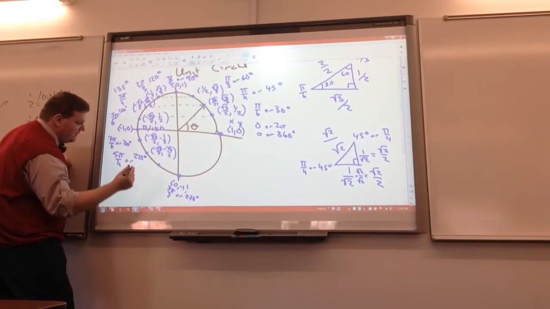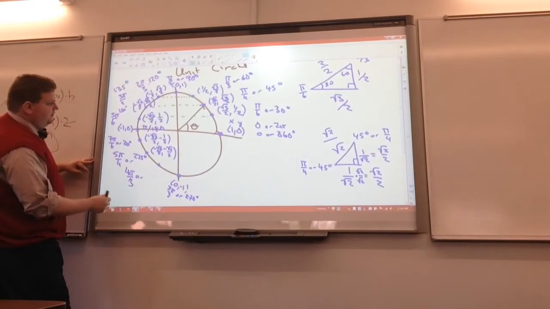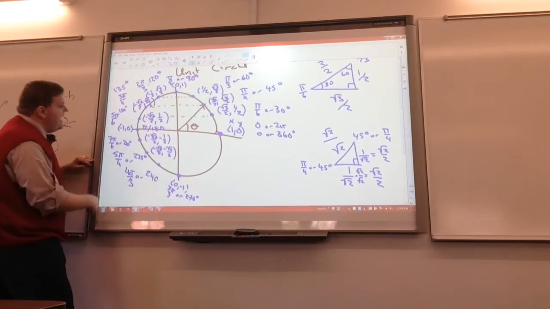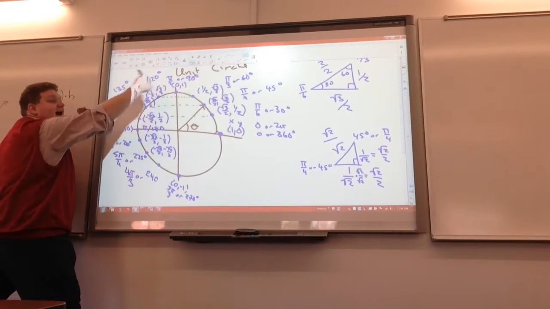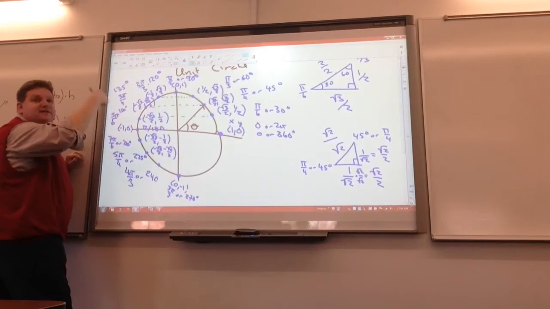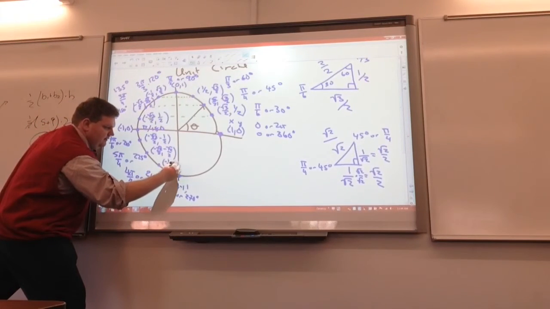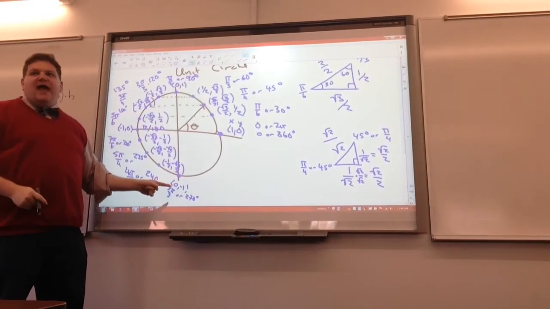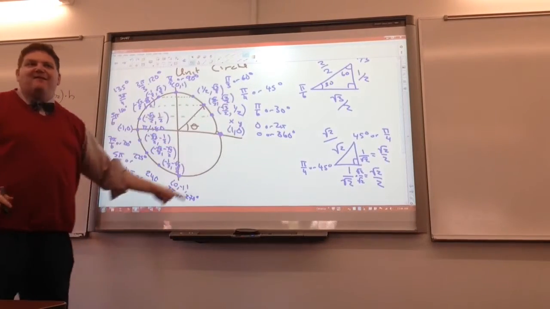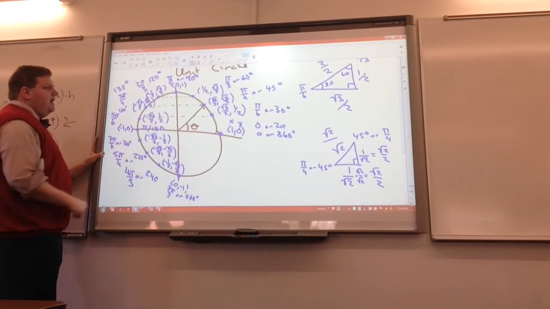This one's 4 pi over 3, or 180 plus 60, which is 240. Okay? And its coordinates are negative 1/2, negative root 3 over 2. I know it. Awesome. Okay? And again, using the same method, we can fill out that last one down here, and it should work out fine.